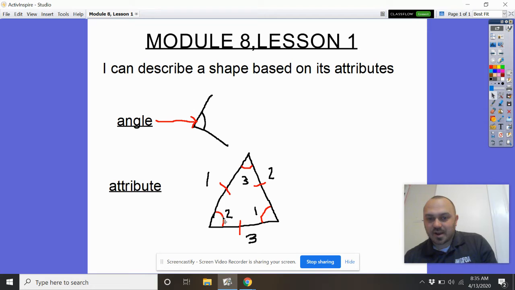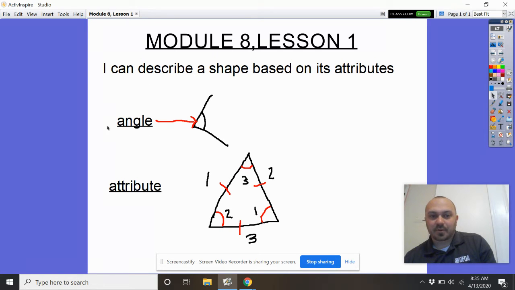So let's go ahead and finish describing. So here we have side 2. So across from side 2 is angle 2. And then finally we have side number 3 and angle number 3. So those are the attributes of this shape. We have the sides and the angles.